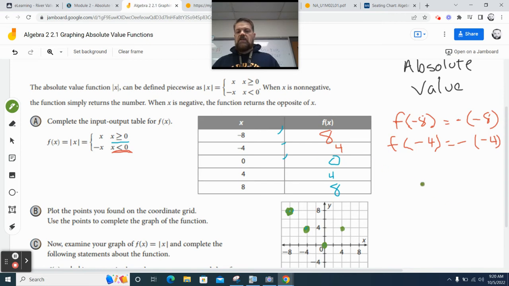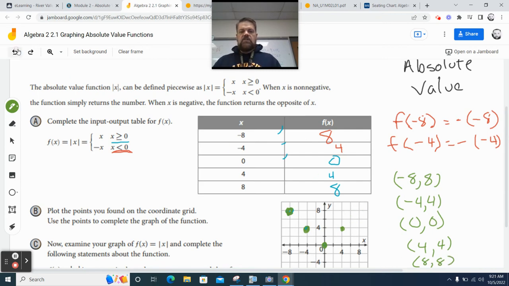So I'm just taking these table of values and plotting them. So I've got negative 8 comma 8. Let me write it down so you can see it. Whatever I write down, you guys should write down. And 0 comma 0. So I'm just plotting this table of values as ordered pairs, as coordinate points on the plane. And then 8 comma 8. And so what happens is you get this V shape, right? That kind of goes like this.